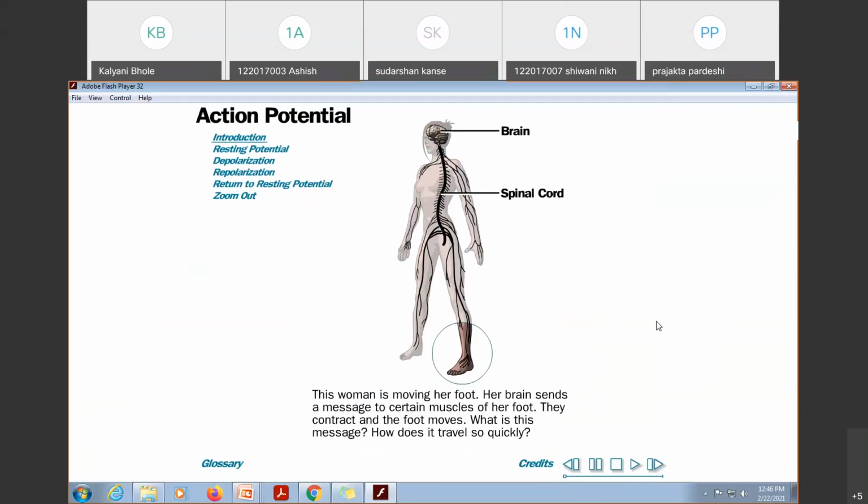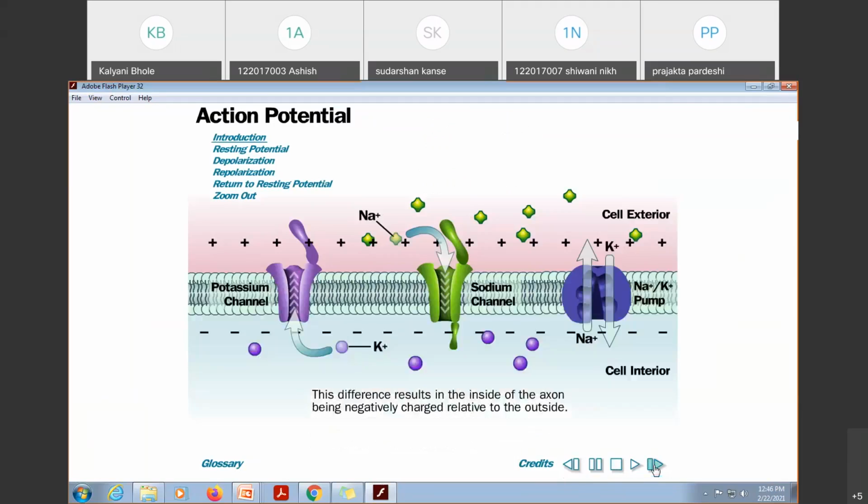So this woman is moving her foot. Her brain sends a message to certain muscles of her foot. So they contract and the foot moves. So what is this message and how does it travel quickly? So it's nothing but action potential.